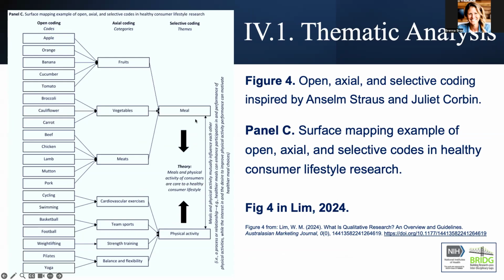And then between our themes and codes, we have our categories. So we've got fruits. These would be apple, orange, banana, cucumber, and tomato. Then we've got vegetables. So that would be broccoli, cauliflower, and carrot. Then we've got meats. So that would be beef, chicken, lamb, mutton, pork. And then we switch over to our codes that are in the theme of physical activity. So we've got cardiovascular exercises, that would be cycling and swimming. We've got team sports, that would be basketball and football. We've got strength training, that would be weightlifting. And we've got balance and flexibility, and that would be Pilates and yoga.